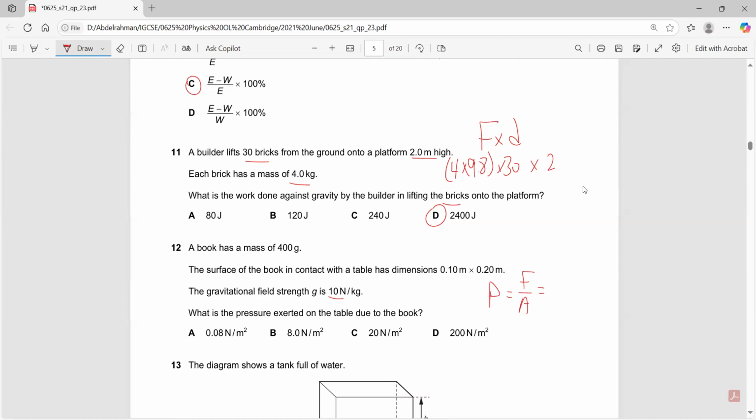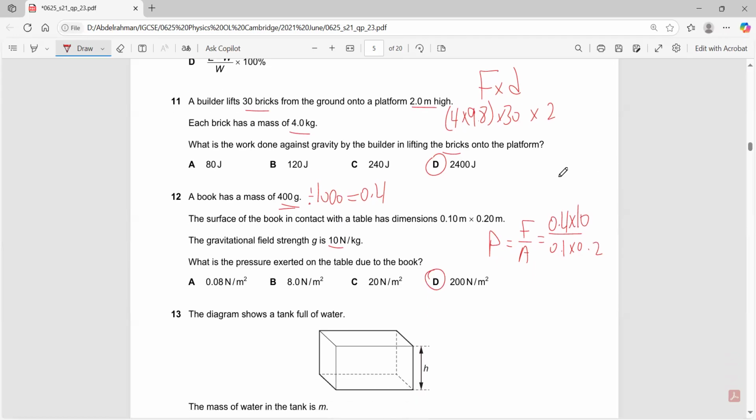No. I have to convert it to kilograms. So divided by 1000, this is 0.4. To find the weight, 0.4 times 10, which is 4 newtons, divided by 0.1 times 0.2. This will give you a total pressure of 200 newtons per meter squared.